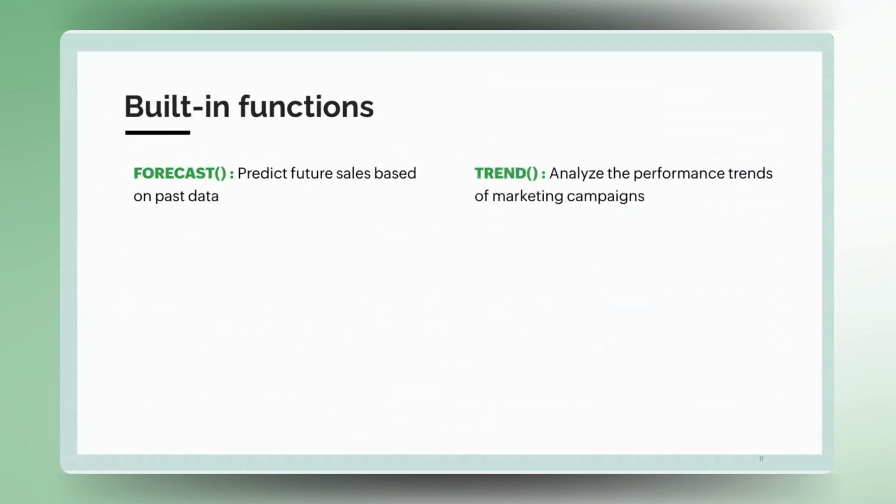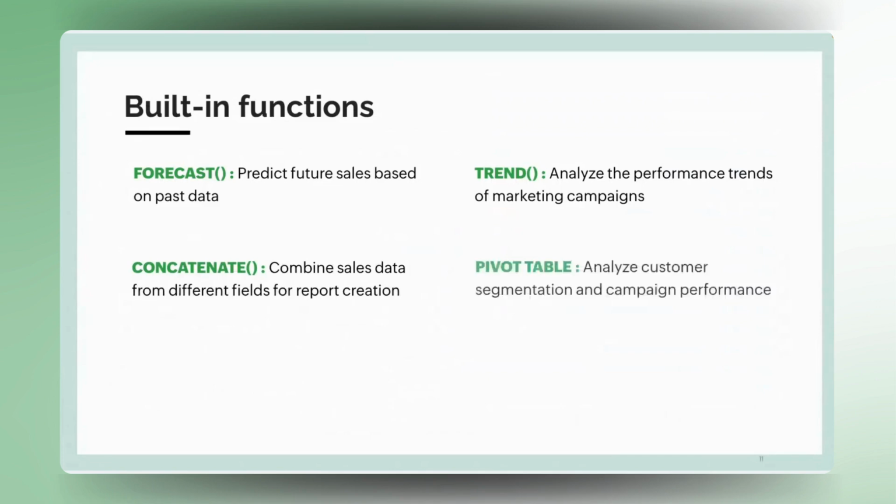And next, we have the CONCATENATE function. When it comes to reports, this function is invaluable. It combines data from different fields into a single cell, making your reports more cohesive and easier to understand. And next up, we have the pivot table and the sparkline functions. Pivot table is a fantastic tool for analyzing customer segmentation and campaign performance. You can quickly summarize and analyze data, helping you make sense of complex information. And the sparkline function helps you visualize sales performance trends within individual cells.